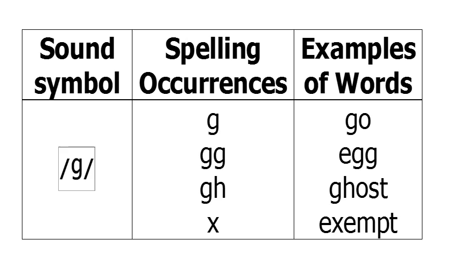This sound is pronounced G. It can come from letter G, letters GG, GH, and can also be the first part of letter X. So, as examples, we have go, egg, ghosts, exempt.